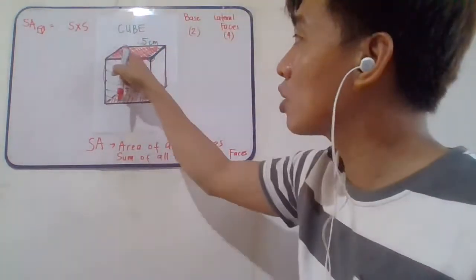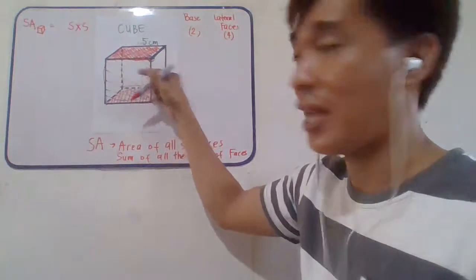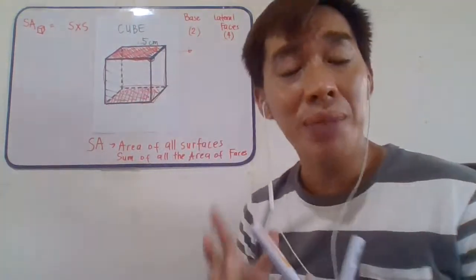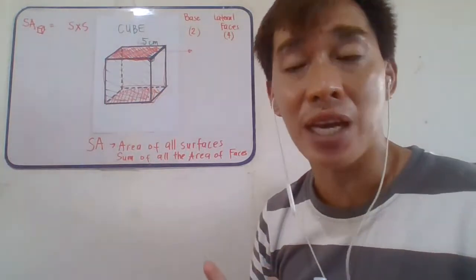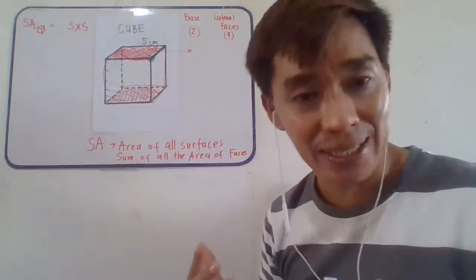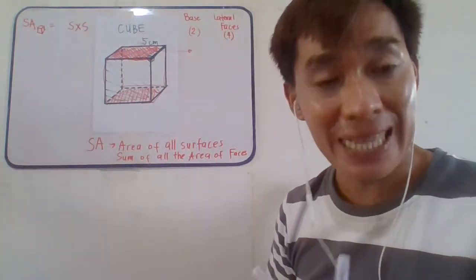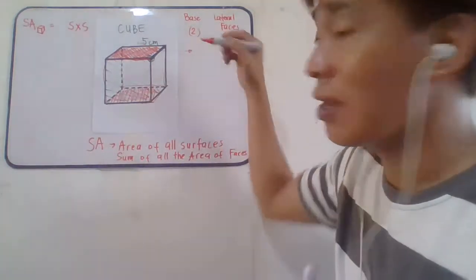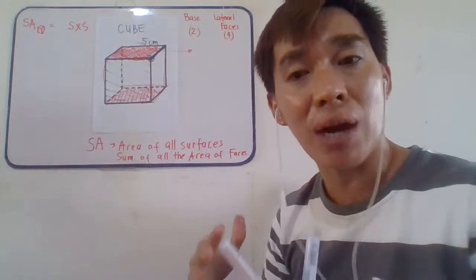You just get the area of one side. Another thing that you have to remember in getting the surface area is that you have to know first the net of the figure. What is the net of a figure? When you say net, it is what it looks like when you open it up.